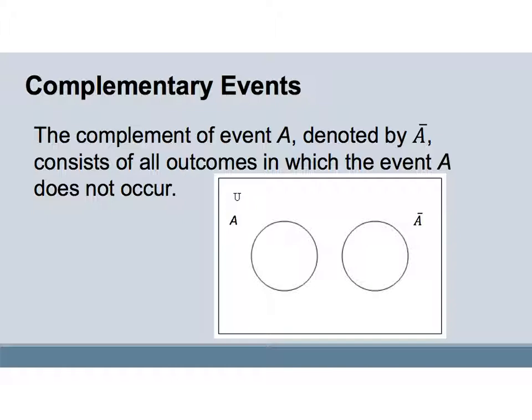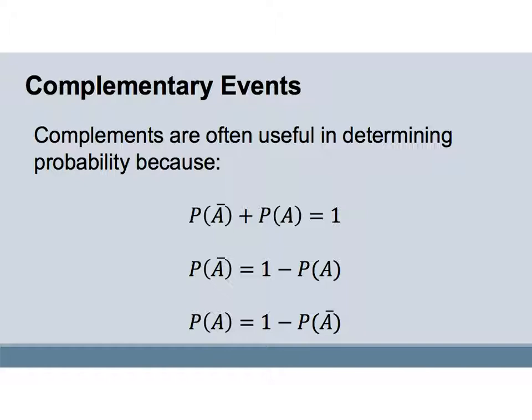Okay. Complementary events. The complement of event A is denoted by A with a bar over it. Okay? And it consists of all outcomes in which the event A does not occur. Some formulas you want to write down about that. Basically, because they're the only two things that can happen, if you add them up, you get all your probability. So probability of A complement plus probability of A equals 1. And if you know one of them and you want to know the other one, just subtract from 1.